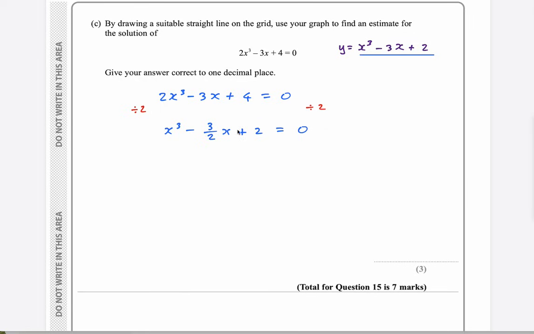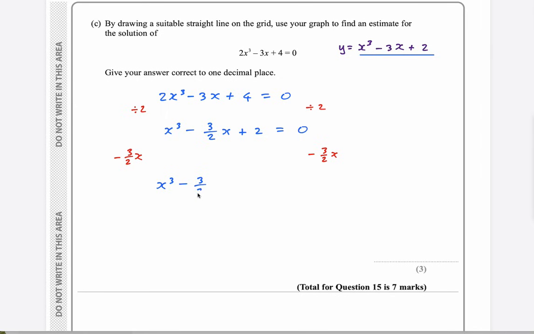Okay, so great. Now this looks very similar to this, but it's not the same. I need minus 3, and I have minus 3 over 2. So what do I do? Well, I'm going to subtract 3 over 2x from the left and minus 3 over 2x from the right. Why did I choose that?